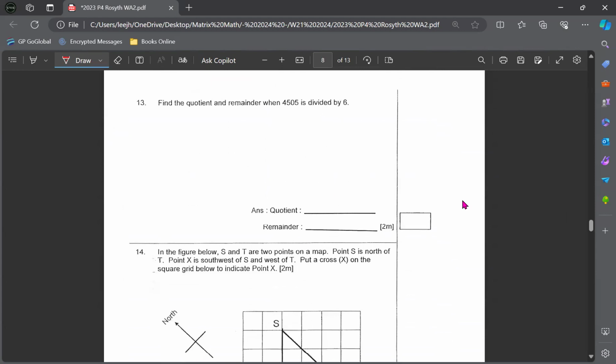Okay. Question number 13. Find the quotient and remainder. So this one must do working. Quotient and remainder means you divide. 4,505 divided by 6. By now you should know how to do a long division already. So 4 cannot, you take 45. 45 divided by 6 is 7 because it's 42. So minus is 3, bring down the 0. 30 divided by 6 is exactly 5. Minus 30, 0, bring down the 5. 5 divided by 6 cannot, so put 0. Minus, complete your long division. So it's 750, remainder 5.